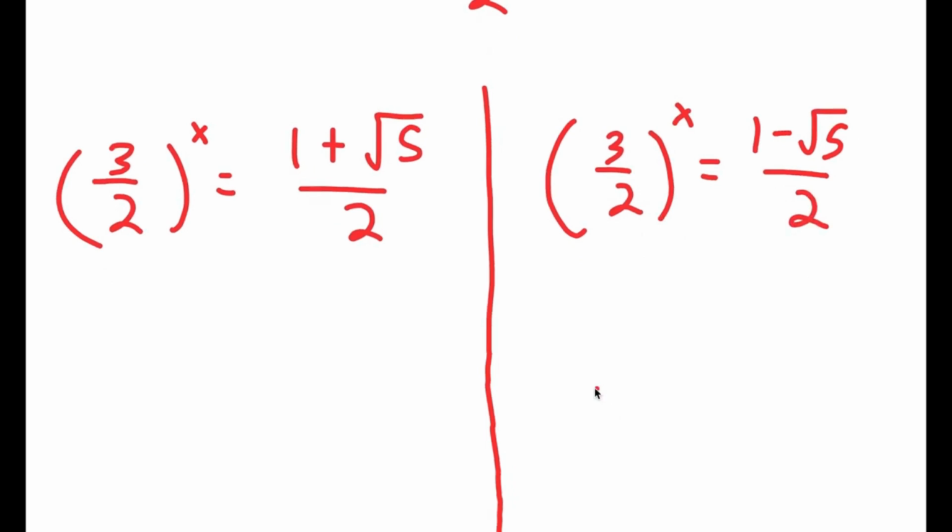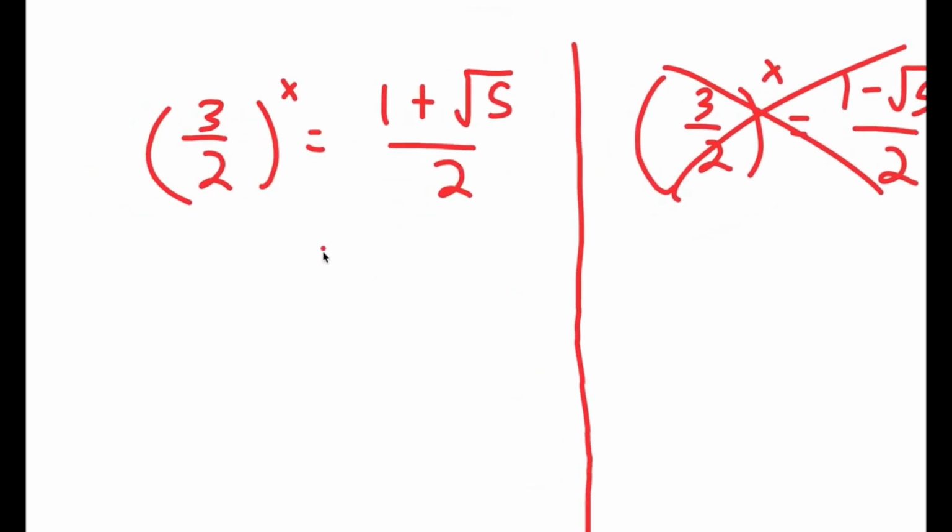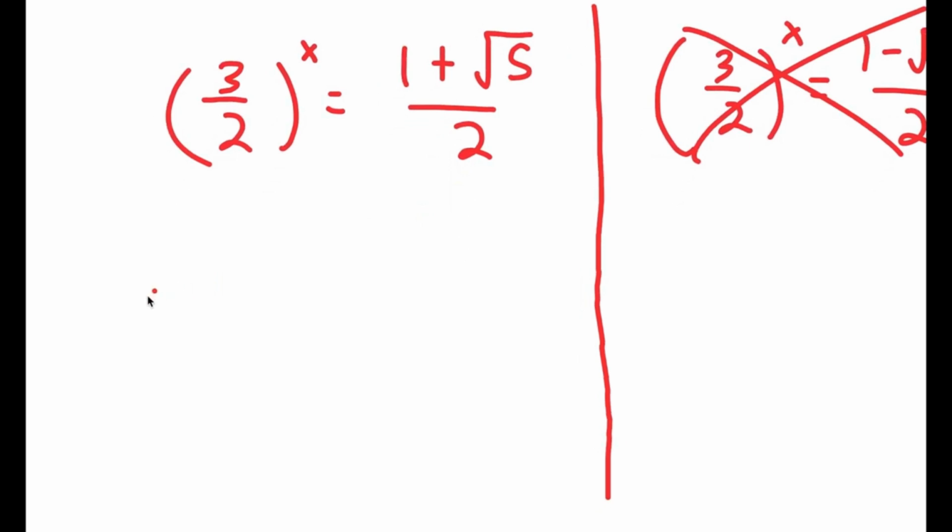Now to actually start, we can already cancel out one of these equations, which is the right-hand one, because 1 minus the square root of 5 is going to be a negative number, and you can't take the power of a positive number and make it equal a negative number. So this equation wouldn't even work. So the only equation I have left is 3 over 2 to the power of x is equal to 1 plus the square root of 5 over 2.